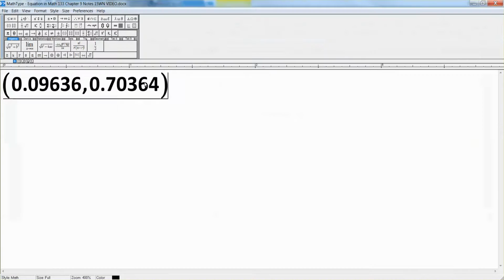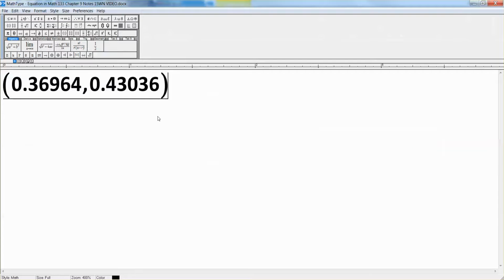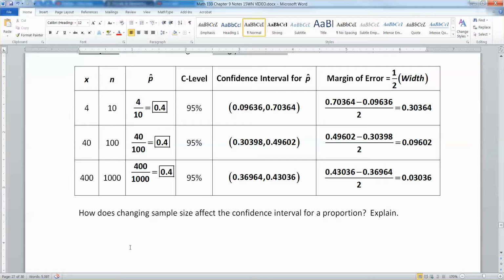These numbers here at the front are really far apart, right? 70% and 9.6% are really far apart. Whereas these ones down here, 36.9% and 43%, are not that far apart.